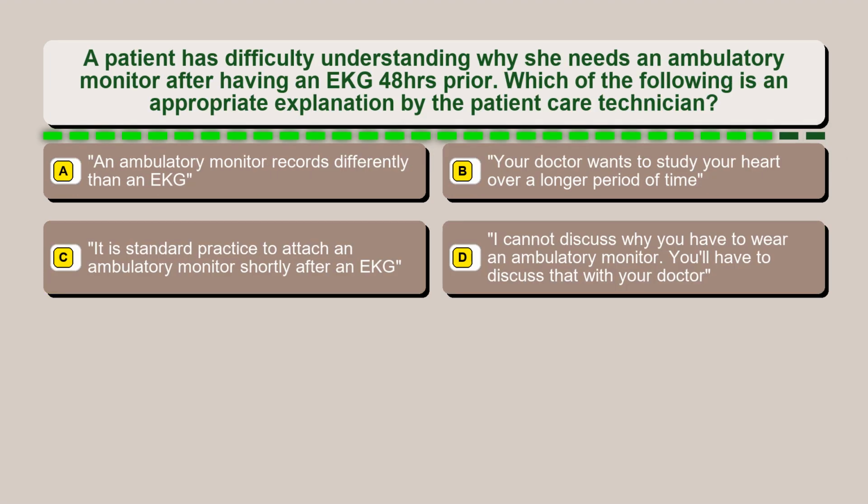Question 45. A patient has difficulty understanding why she needs an ambulatory monitor after having an EKG 48 hours prior. Which of the following is an appropriate explanation by the patient care technician? Option A, an ambulatory monitor records differently than an EKG. Option B, your doctor wants to study your heart over a longer period of time. Option C, it is standard practice to attach an ambulatory monitor shortly after an EKG. Option D, I cannot discuss why you have to wear an ambulatory monitor. You'll have to discuss that with your doctor.